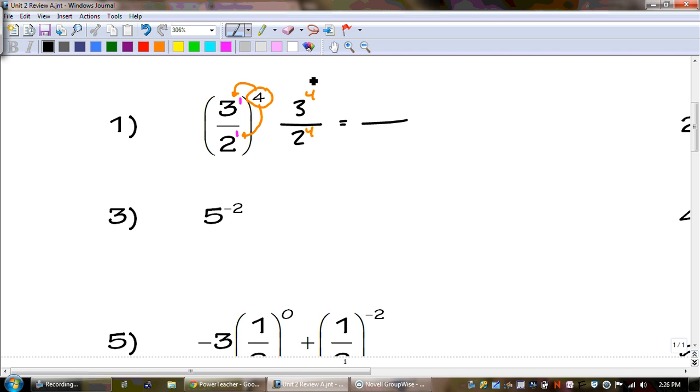So 3 to the 4th does not mean 12. That means 3 times 3 times 3 times 3, which is 81. And on the bottom, we're doing 2 times 2 times 2 times 2, which is a grand total of 16. So that's our final answer.